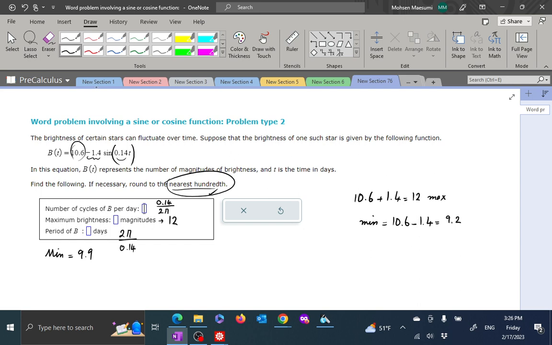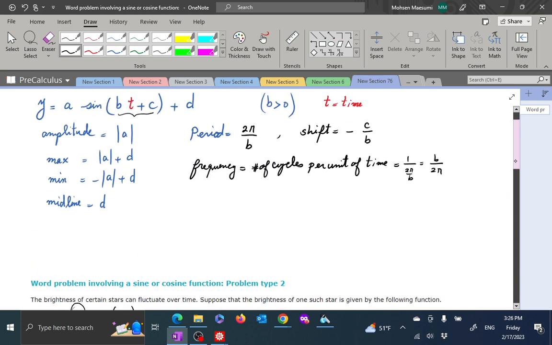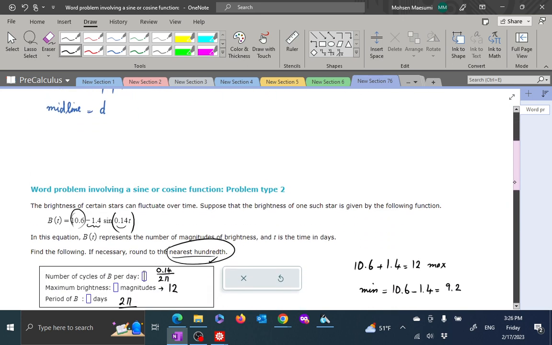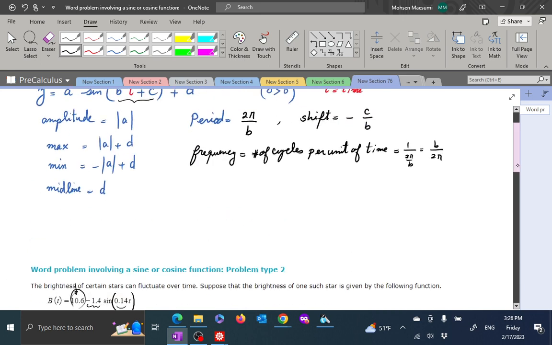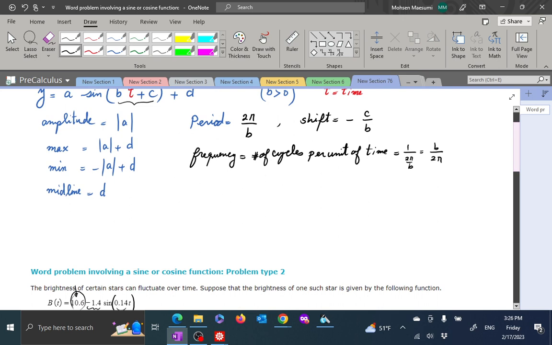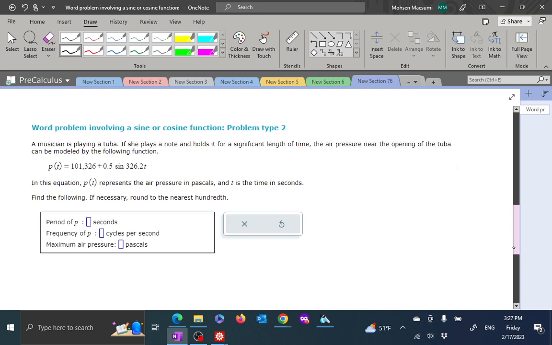We didn't have any phase shift here to worry about, and pretty much we covered all the bases here. Midline of brightness, it is like the average brightness, like 10.6, and we covered all the bases. As I said, phase shift doesn't show up in these problems all that often.